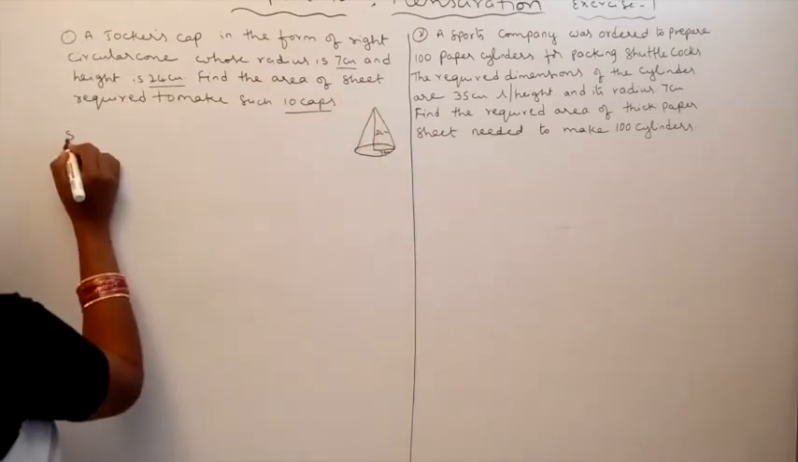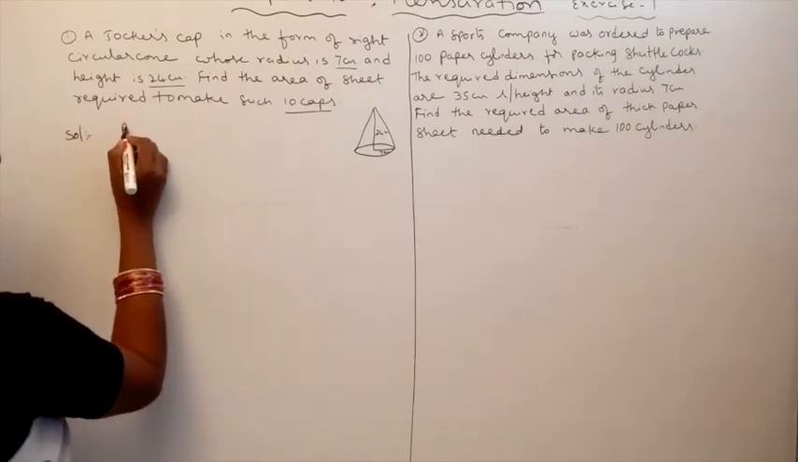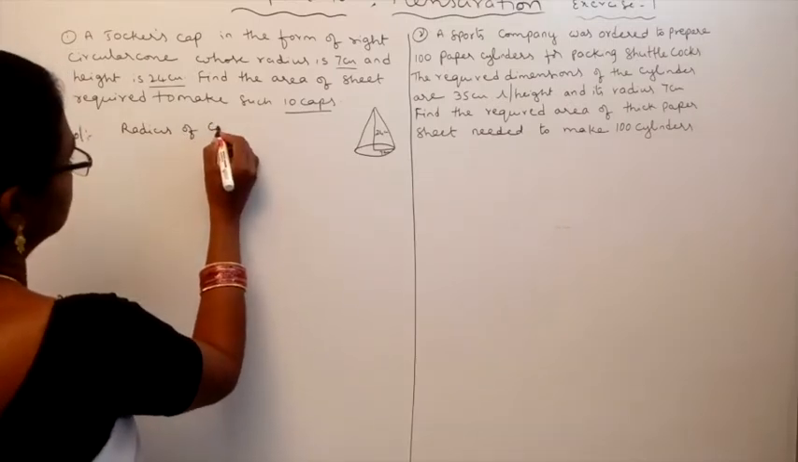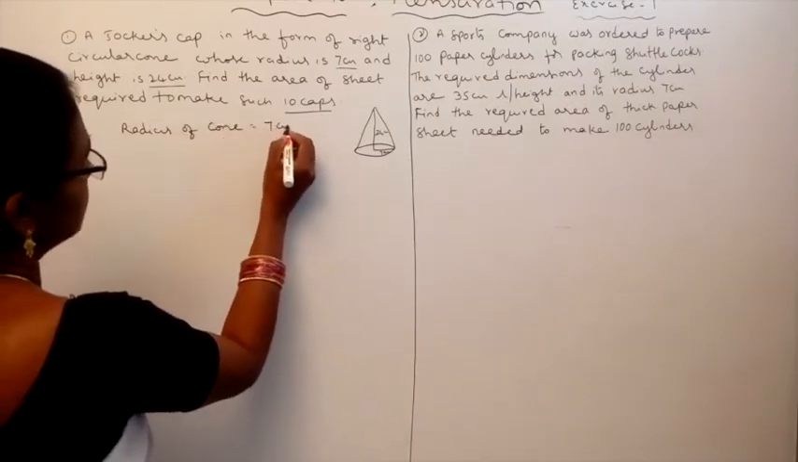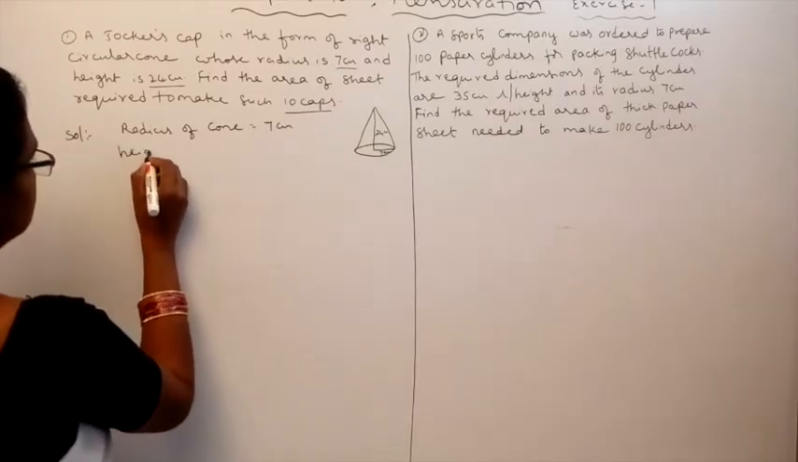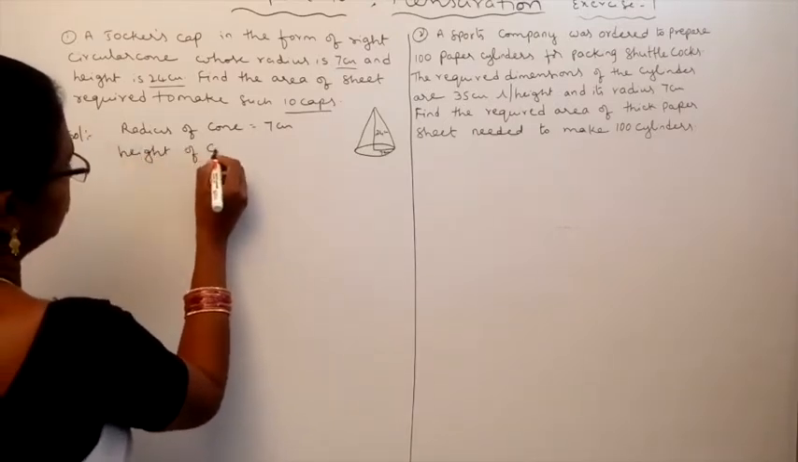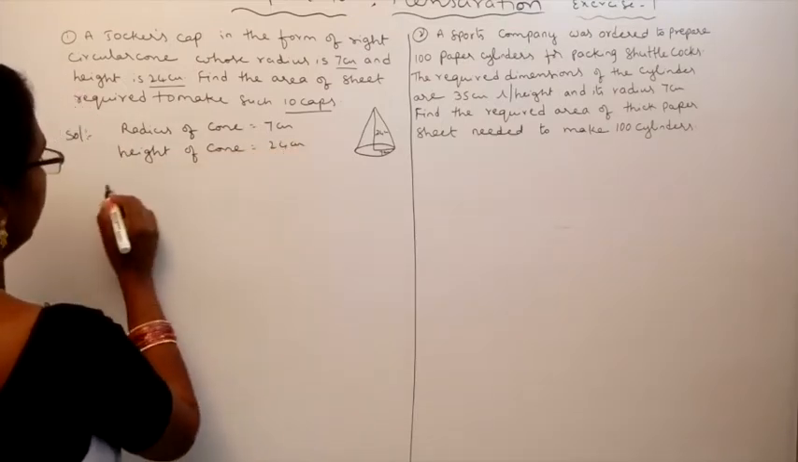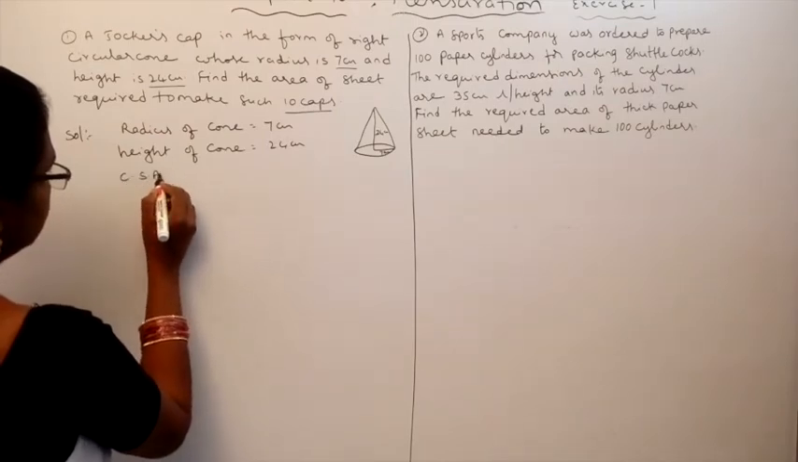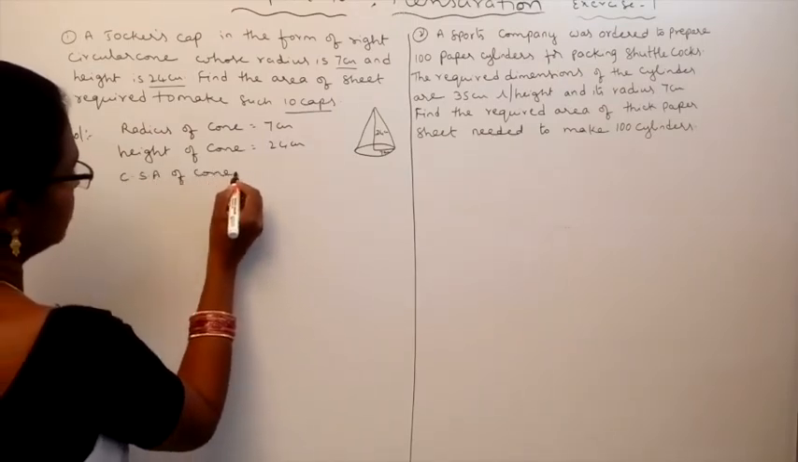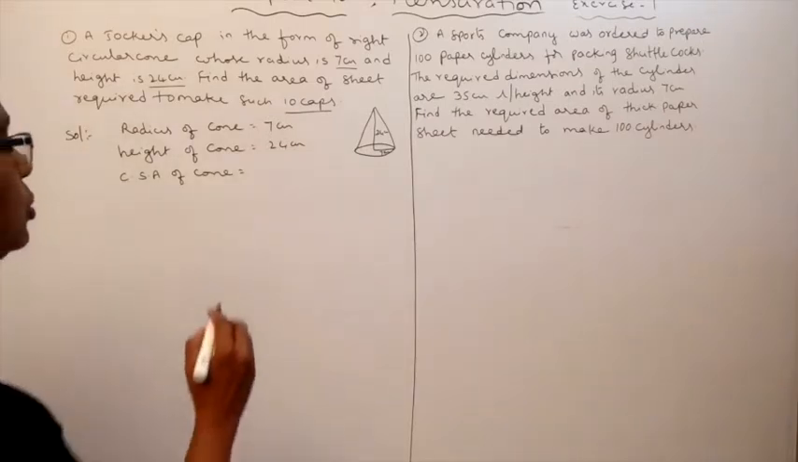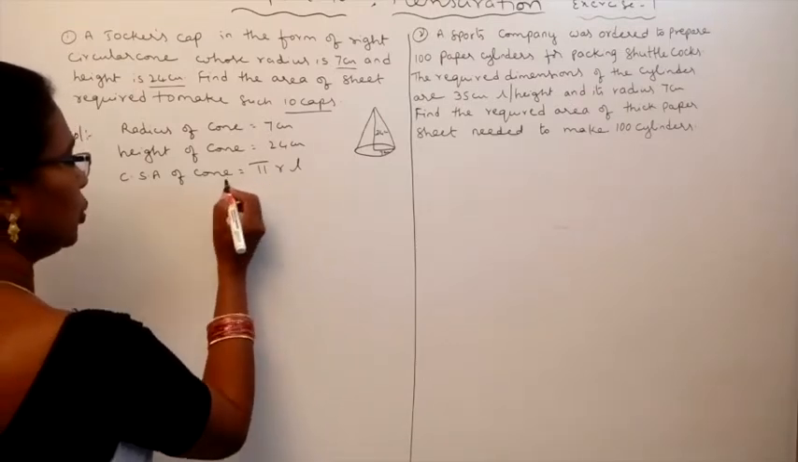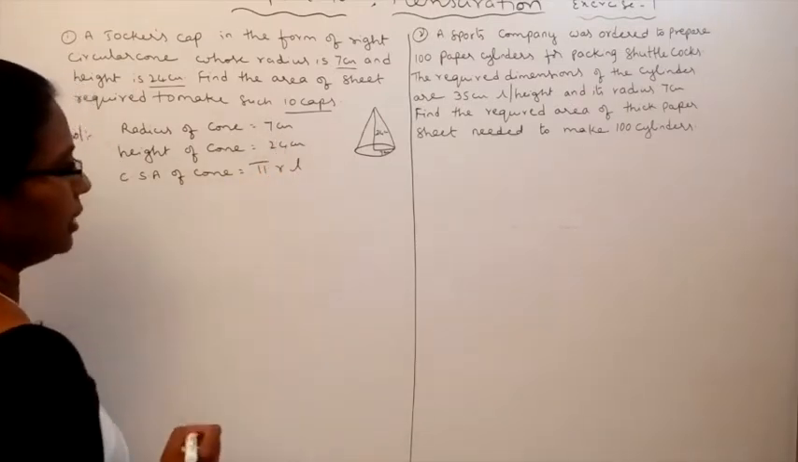Now, how to do the solution? Radius of cone is 7 cm. Height of cone is 24 cm. CSA of cone, curved surface area of cone. What is the formula for CSA of cone? Pi r l. We know the pi value is 22/7, r is 7. But the l value we have to find out.